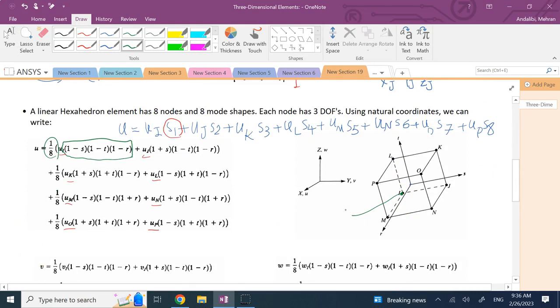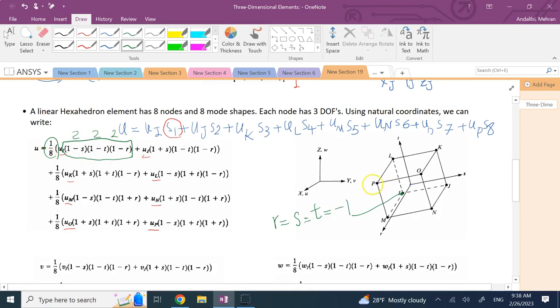What are R, S, and T for that? Well, as you can see, it is on the negative side for all three coordinates. It's negative T, negative S, and negative R. So R equals S equals T equals -1 for that. And if I plug them in here, it's 1 minus (-1) for all of them, so it's going to be 2, 2, and 2, which has a product of 8. 8 divided by 8 is 1.